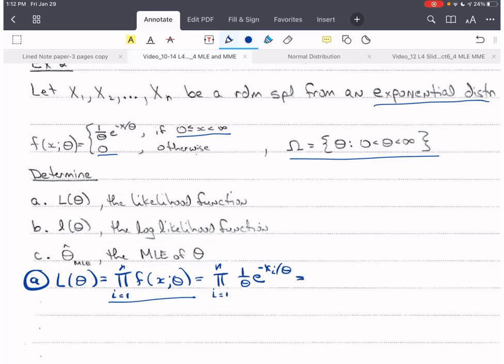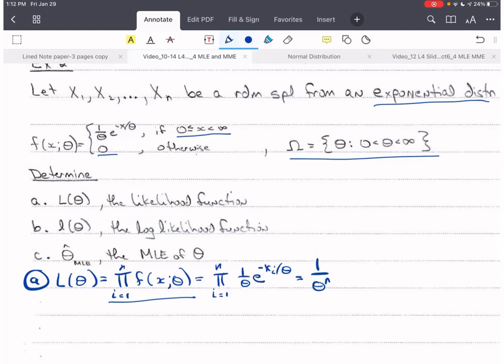And so when I multiply these, 1 over theta is a constant, so this is just 1 over theta to the n. There's n of them. 1 to the n is 1, and so I'm left with just 1 over theta to the n. Okay, and this is how I want you to write it. If you don't do this, it looks like your math skills are rudimentary, and we don't want that. We want you to look good.